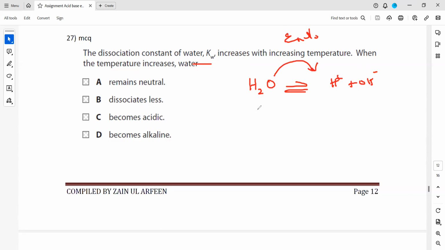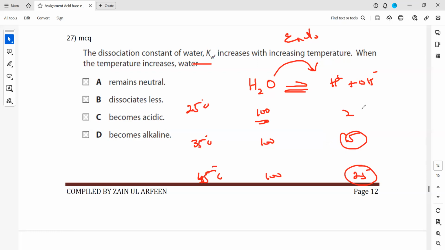Say we were having 100 molecules of water, and 2 molecules dissociate when the temperature was 25. But if we increase the temperature to 35, what will happen? Out of 100 molecules, maybe 15 molecules will dissociate. If we further increase the temperature to 45, out of 100 molecules, maybe 25 molecules will dissociate. The pH of the water will decrease, because the hydrogen ion concentration increases, more hydrogen ions, pH will be less, but water will not become acidic.